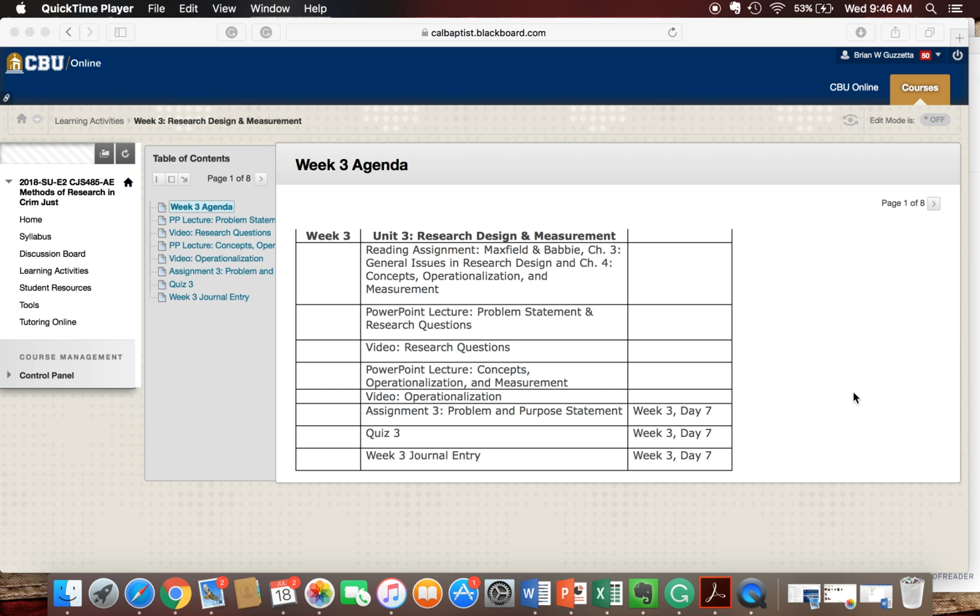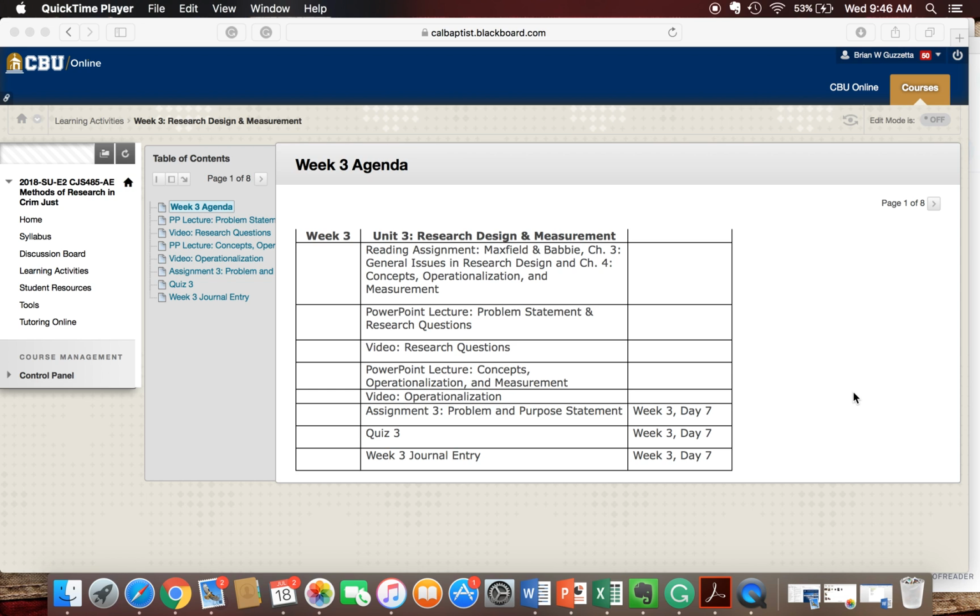And what I mean by manageable is that you can actually answer this question through a scientific method, through research, through surveys, through gathering data and interpreting data. And that's what we're going to need to look forward to in our research design and measurement here in week 3. So if we look through, we have 2 chapters out of our reading that we're going to look at.